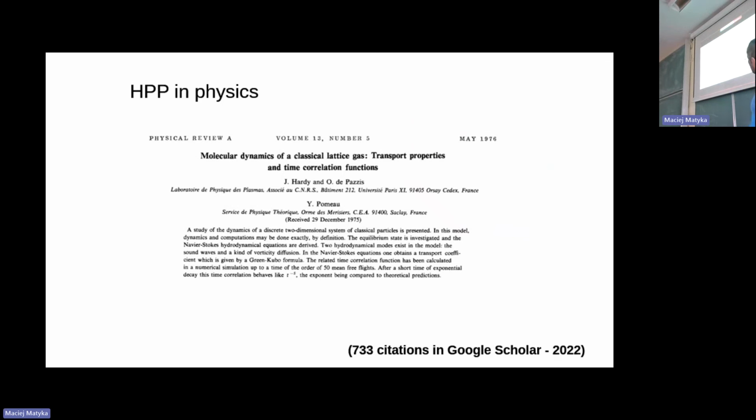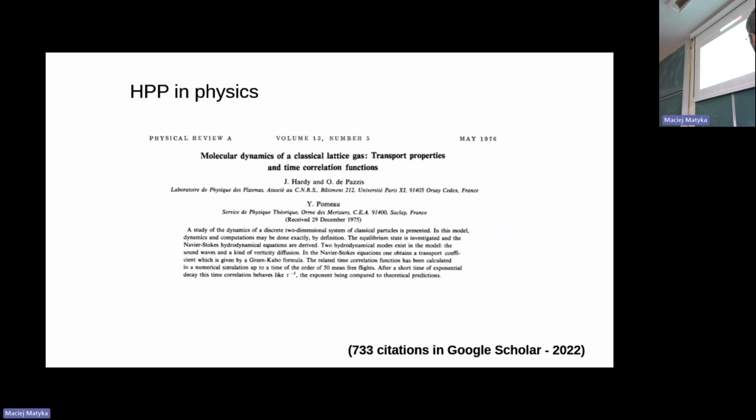And this paper presents the study of the dynamics of a discrete two-dimensional system of classical particles. In this model, dynamics and computations may be done exactly by definition. So we don't have any magic here. We have particles, they move and they collide. They move and they collide. Nothing else. That's simple. And the equilibrium state is investigated, and the Navier-Stokes hydrodynamic equations are derived. So in this particular paper, they show that the Navier-Stokes equations can be derived from this model.